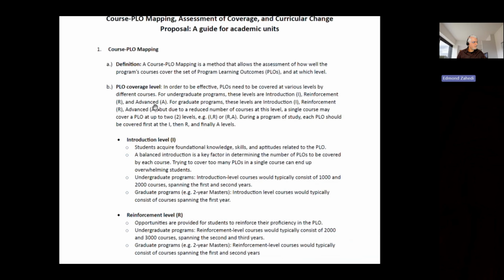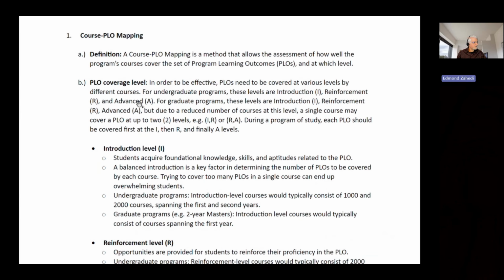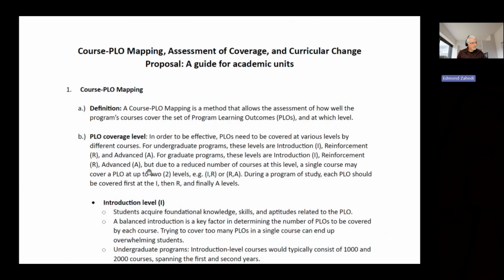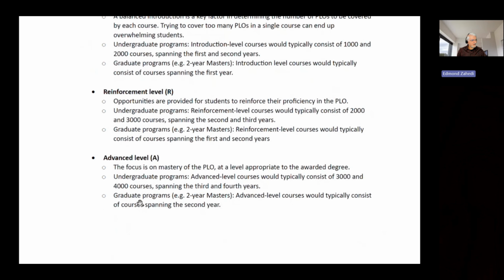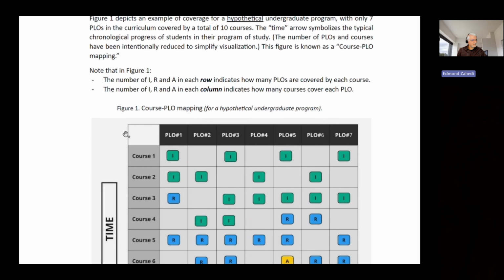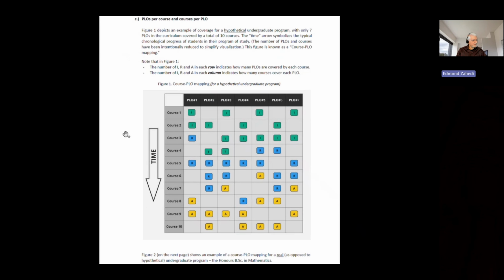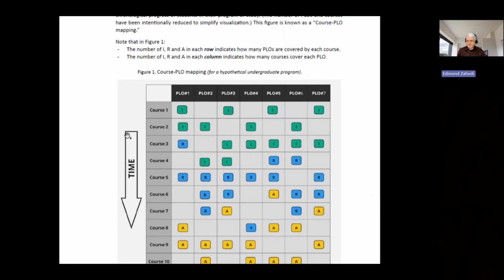here is the course PLO mapping guide that I have shared with you. Basically, it explains in more detail, and I invite you and encourage you to go over this. What is it that we do? What are the I level, R level, A level definitions? And what is the hypothetical representation? Marie-Ève, I have shared the English version by right, so I'm sorry if the first one that I shared was not the English.